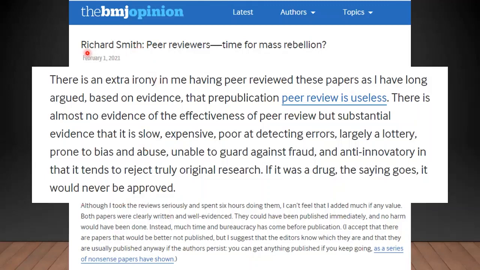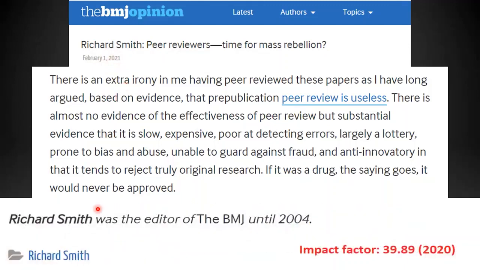So, you see the language is strong. Who is this Richard Smith? Why is he in February 2021 saying this? Based on what? Now, Richard Smith was the editor of BMJ, the British Medical Journal, which has an impact factor of almost 40. That's a crazy impact factor.